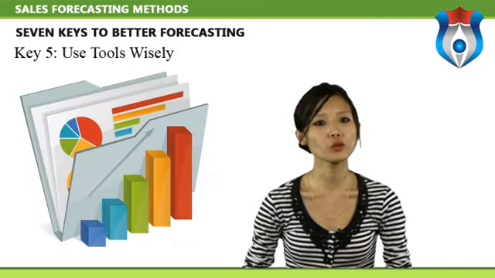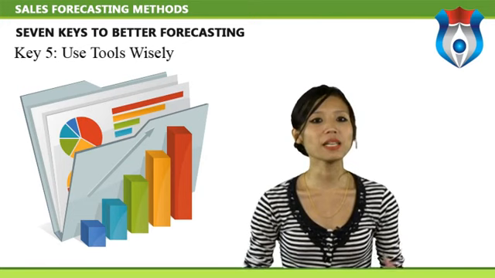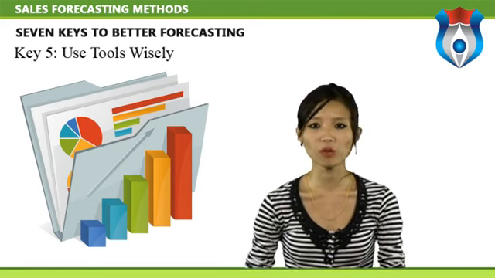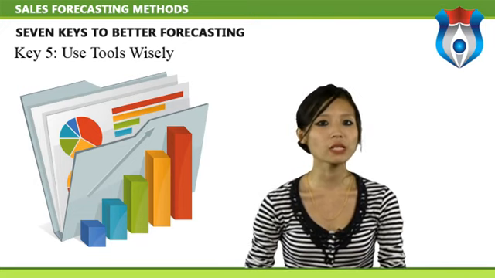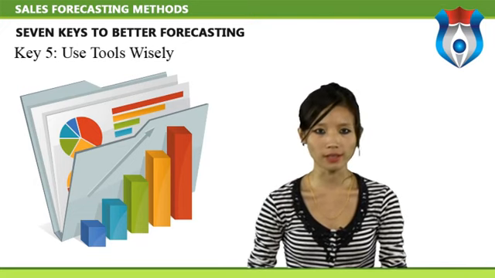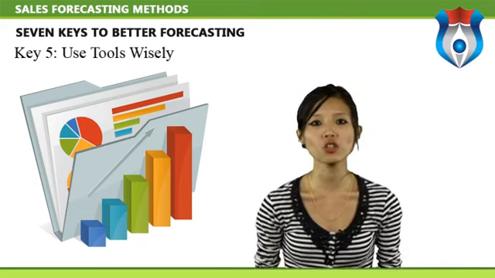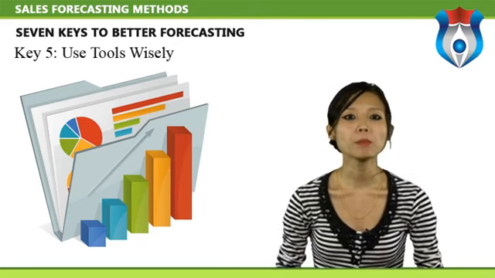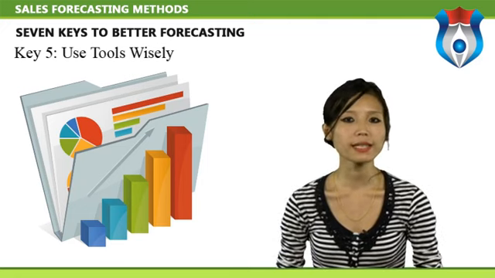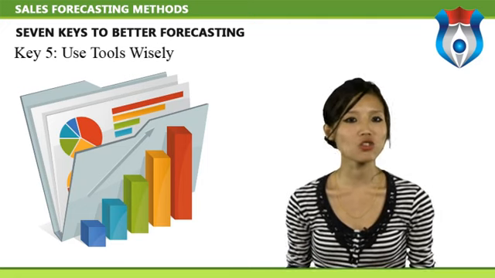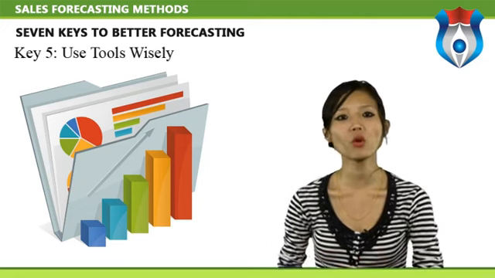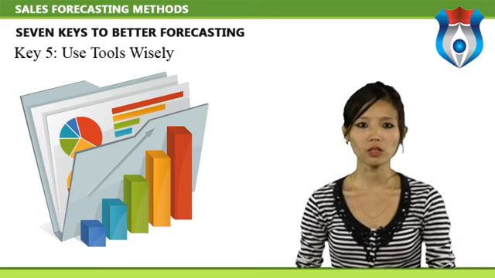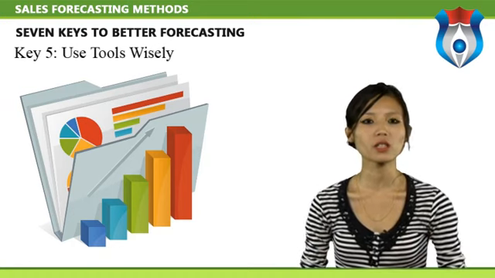Key 5. Use tools wisely. Many companies tend to rely solely on qualitative tools, the opinions of experienced managers and/or salespeople, to derive forecasts, ignoring such quantitative tools as regression and time series analysis. Alternatively, many companies expect the application of quantitative tools or the computer packages that make use of them to solve the forecasting problem. The key is that both quantitative and qualitative tools are integral to effective sales forecasting.